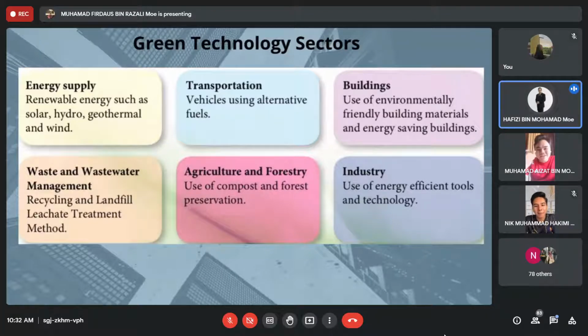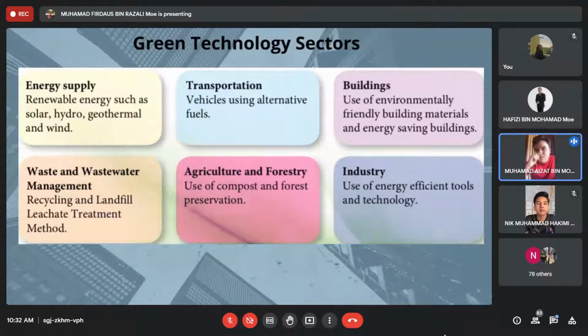Okay, the next one is transportation. Transportation is in the automotive industry, vehicles using alternative fuels. Contohnya hybrid ataupun HEV, hybrid electric vehicles. Okay, the next one is buildings. Use environmentally friendly building materials and energy saving buildings.